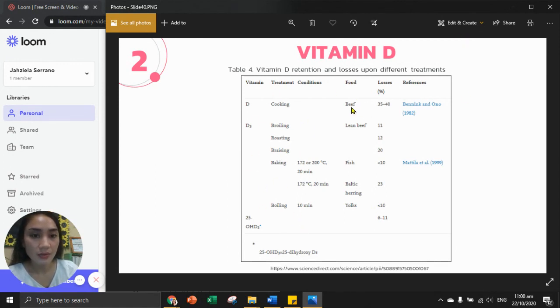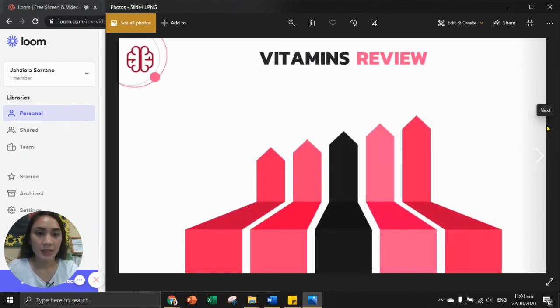So, sa beef, in cooking, 35 to 40% yung loss ng ating vitamin D. And so on, no? Ang mababa dito ay yung sa baking. If you look here, sa baking, less than 10% lang yung na-loss with vitamin D3. Ganon din sa boiling ng yolk, no? Less than 10%. Okay? So, just a quick recap, quick review.